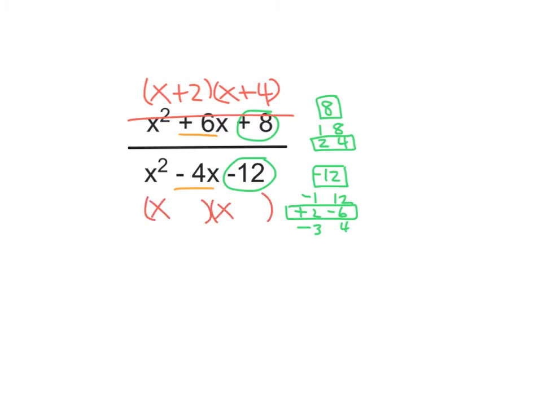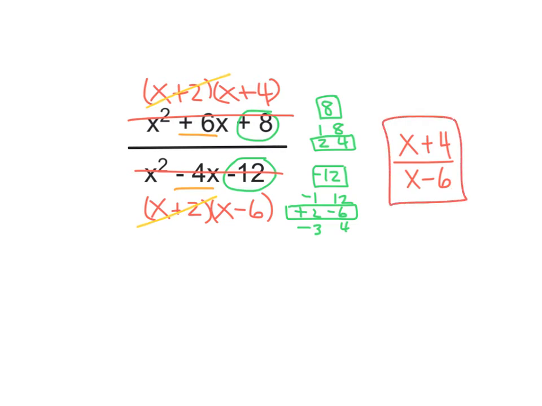X times x, and we're going to put the plus 2 and the minus 6. Again, at this point, if we have any factors that we can cancel, we go ahead and do so. We have a common binomial factor of x plus 2 and x plus 2. Our final answer is x plus 4 over x minus 6. Again, you cannot cancel these x's right here because they are terms. This is our final answer.